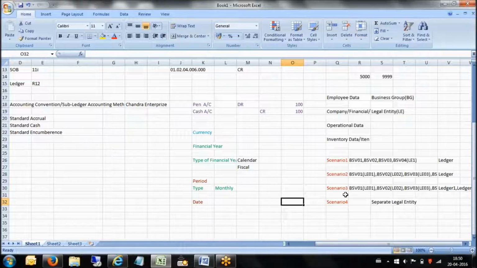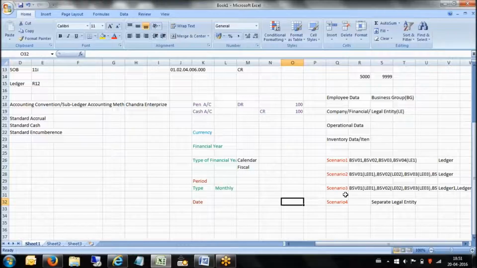The best example for scenario 3 is where the business says that our chart of accounts is the same, our currency is the same, our calendar is the same. It means within the country there are two or three companies, but still we want one ledger for two companies and a separate ledger for one company.